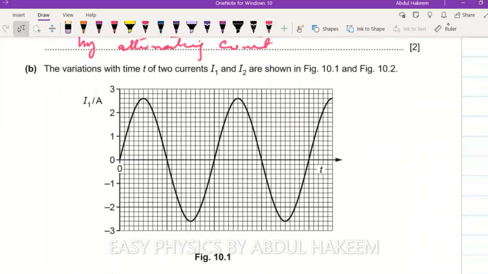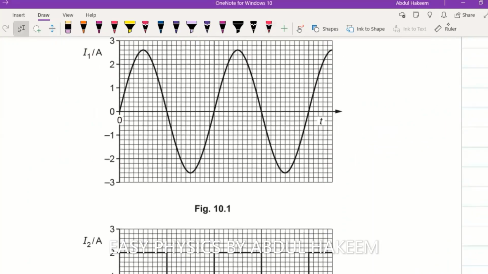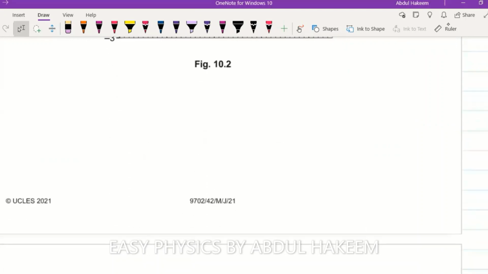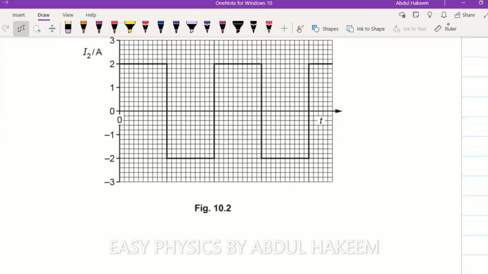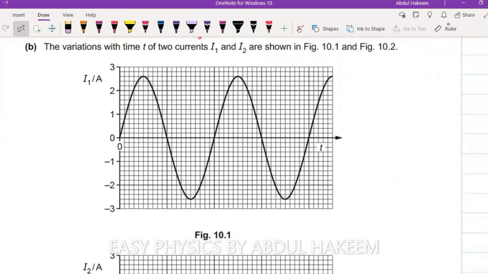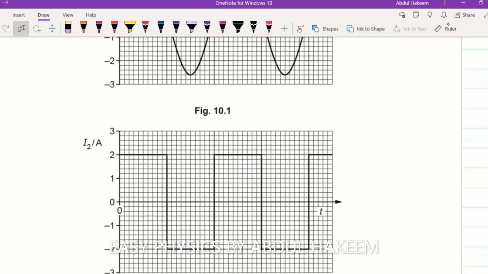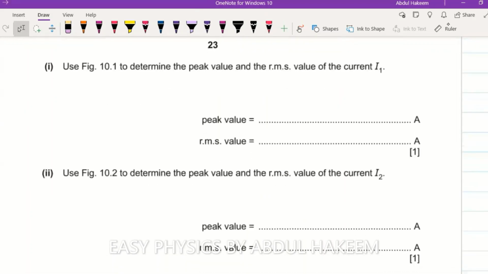Okay, the next part is the variation with time t of the two currents I1, I2 is shown. So one is a sinusoidal wave, the other is a square wave. And the question is for I1, which is the sine wave, the peak value. So from the graph, we can read the peak value. It is approximately 2.6.